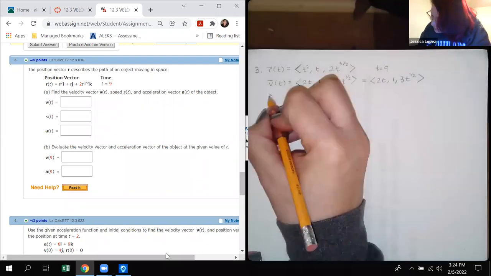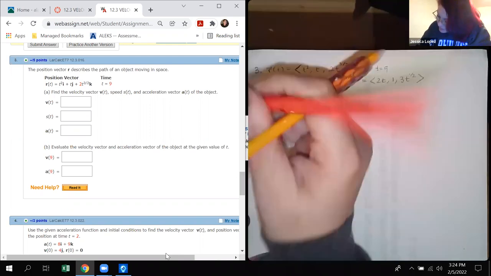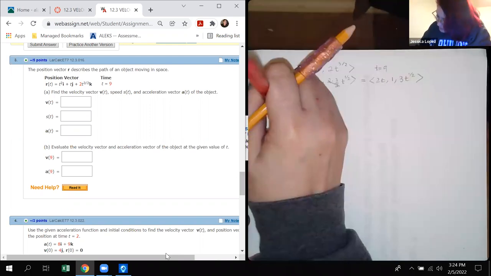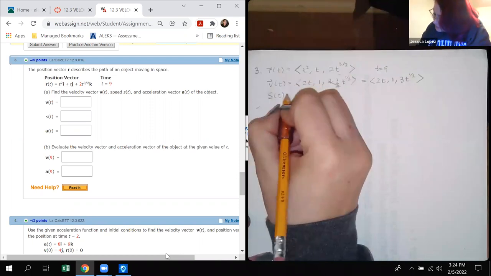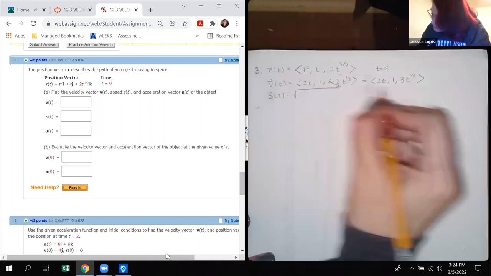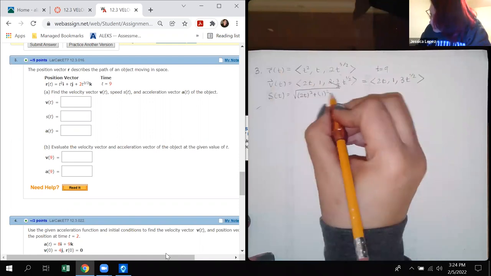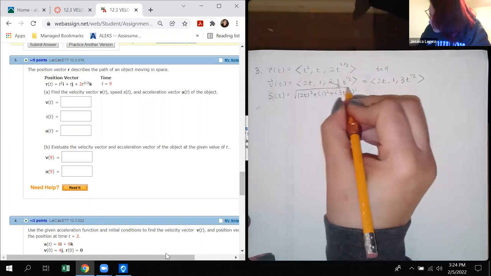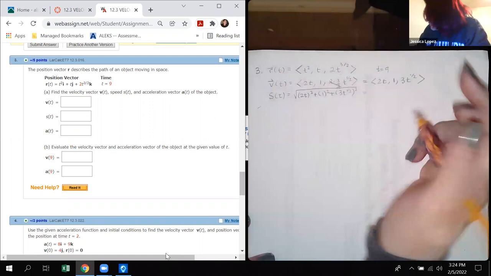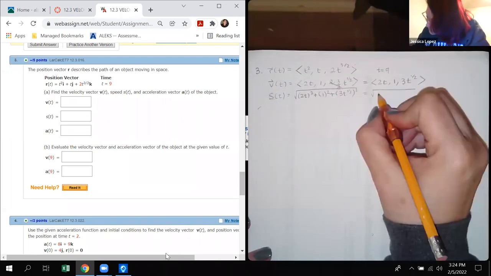Okay, now acceleration. Oh no, speed comes next. Speed is always next. I keep forgetting about that speed. So speed of t is the magnitude of these guys. So you've got 2t squared plus 1 squared plus 3t to the 1/2 squared. I know why they don't make us graph it, because it's in 3 dimensions. That is a nightmare to graph. So they don't make us. Yay.